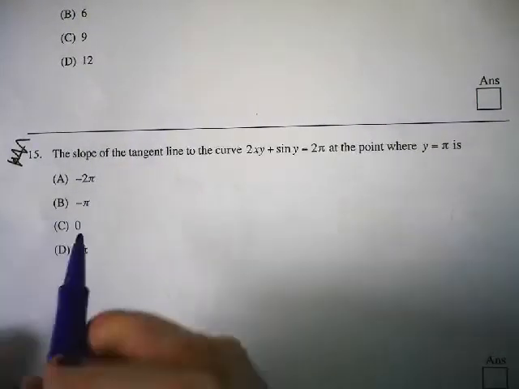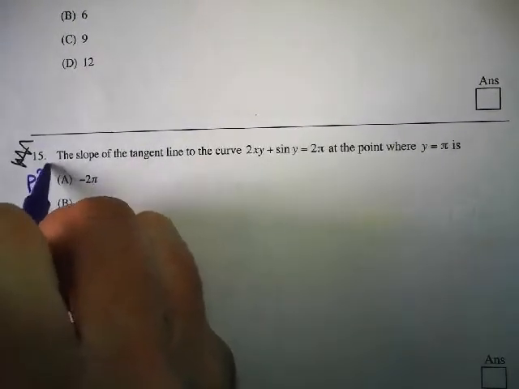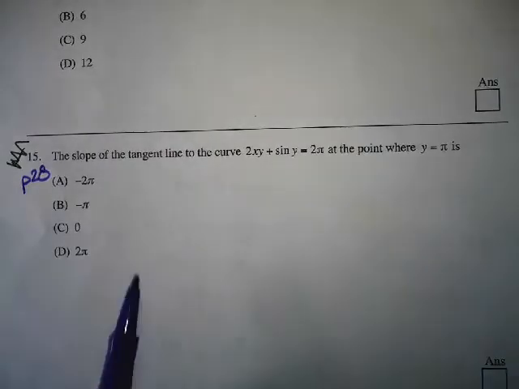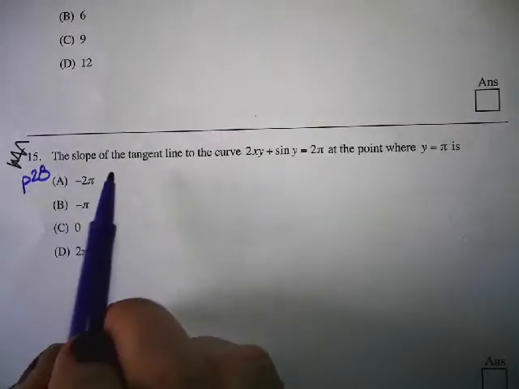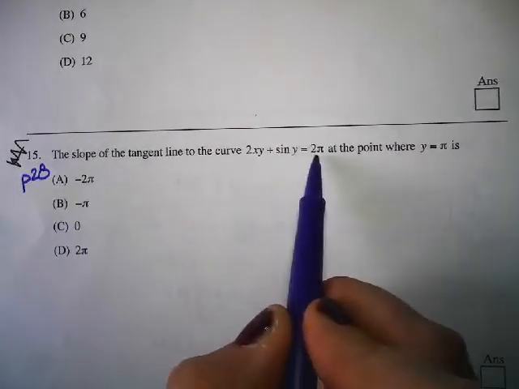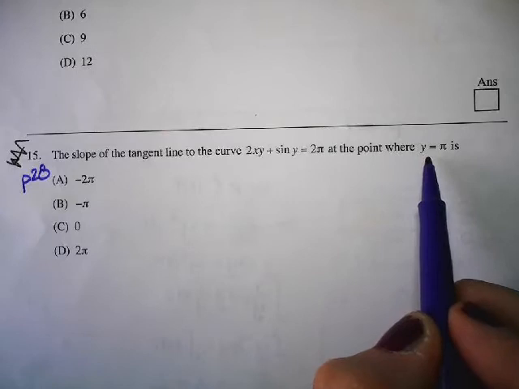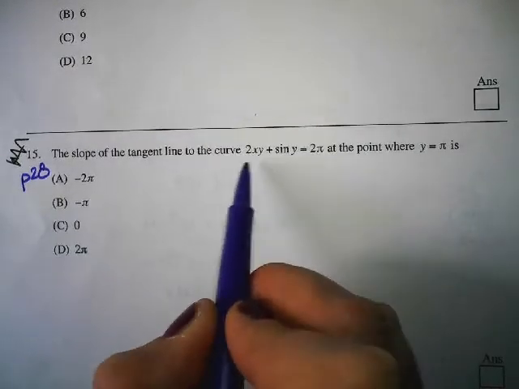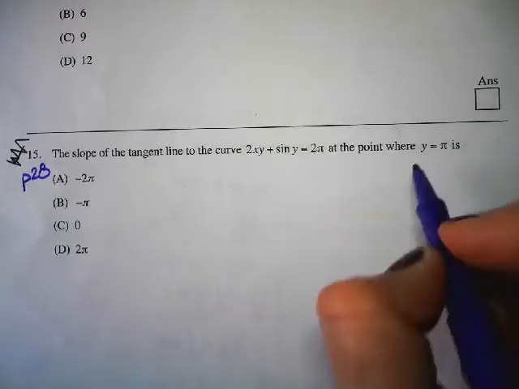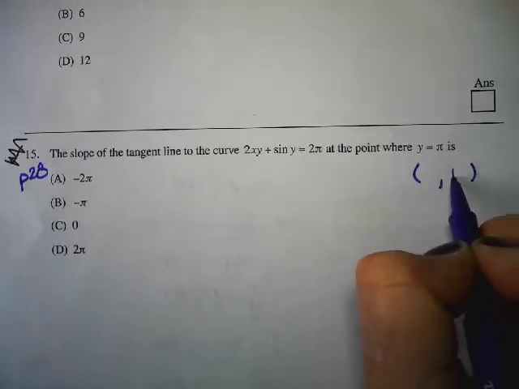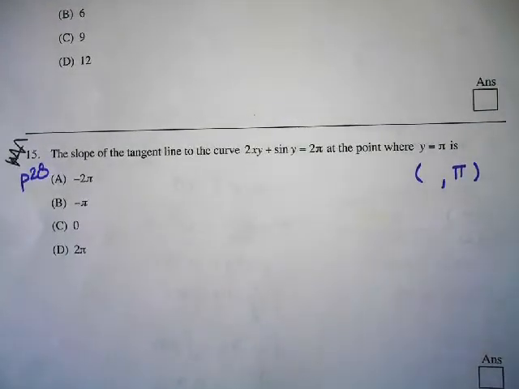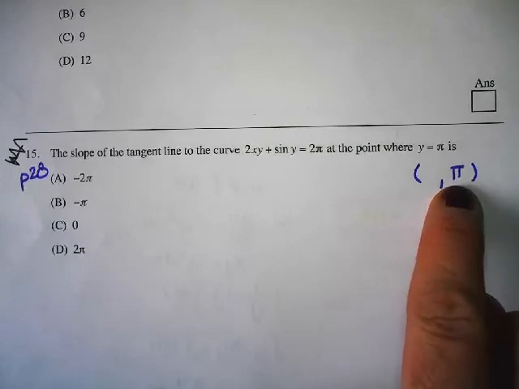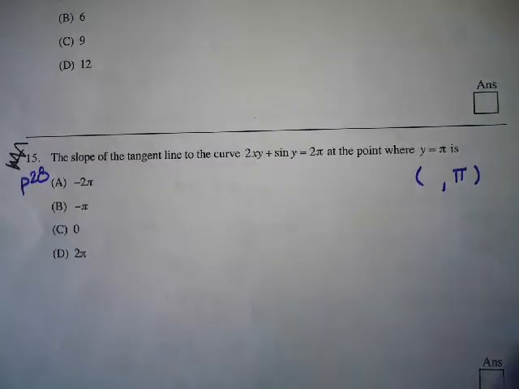Okay, next up, I am on page 28, and I'm looking at number 15, and there's no calculator allowed. It says the slope of the tangent line to this curve at the point where y equals pi is what? So whenever it asks me for the slope, I want to take the derivative. I'm realizing that this has x's and y's in it, and I'm only given a y value. So the first thing I'm going to do is figure out what x is when y is pi, just so I have a point to plug in after I take my derivative.